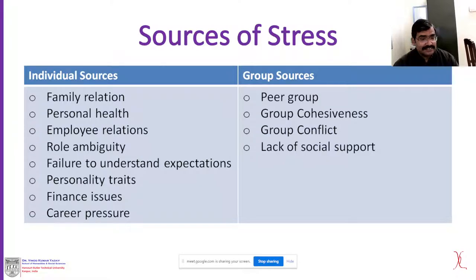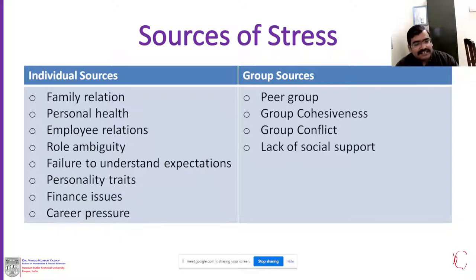Personal health, if you are not fit and healthy, it may give you a little bit of stress. Employee relations, your relation may not be very healthy with other employees. Role ambiguity, we have discussed that if there is role ambiguity, then you do not have clarity in your role, what to do, what not to do, then it may be a tension. Failure to understand expectation is one of the reasons for stress.